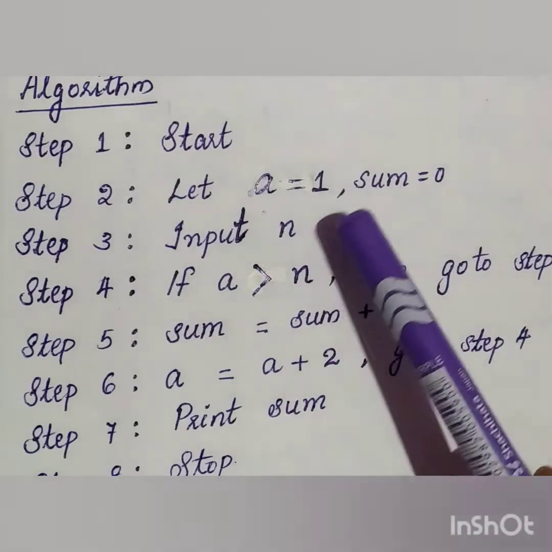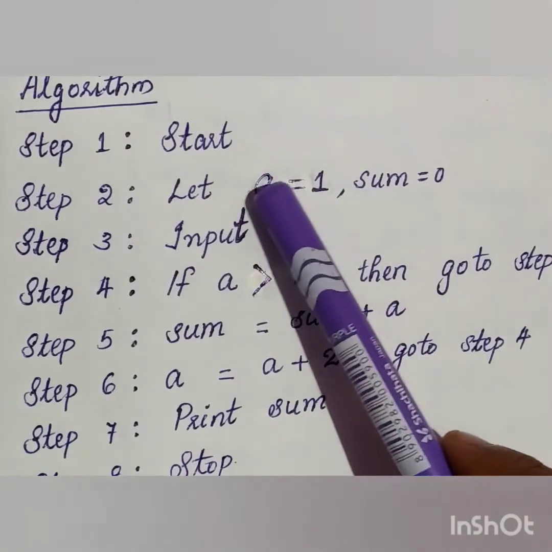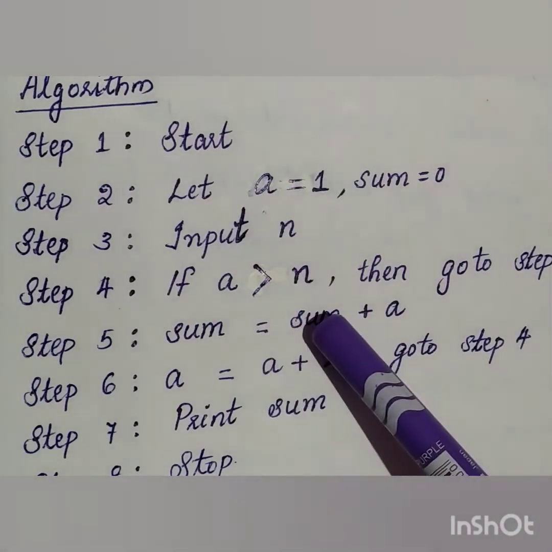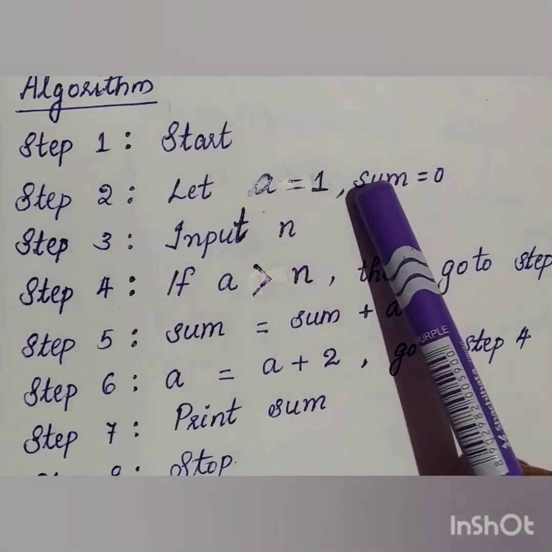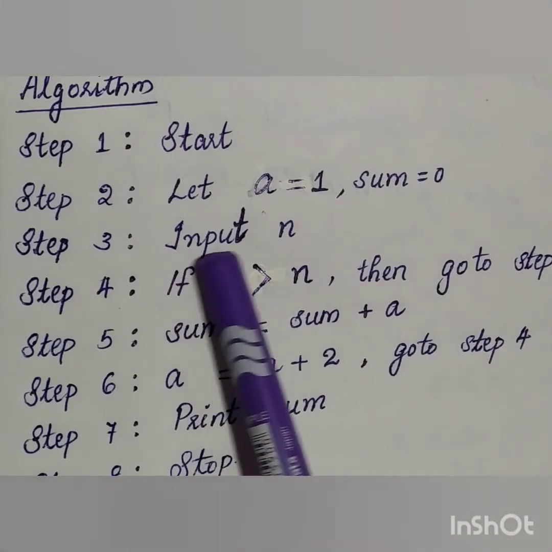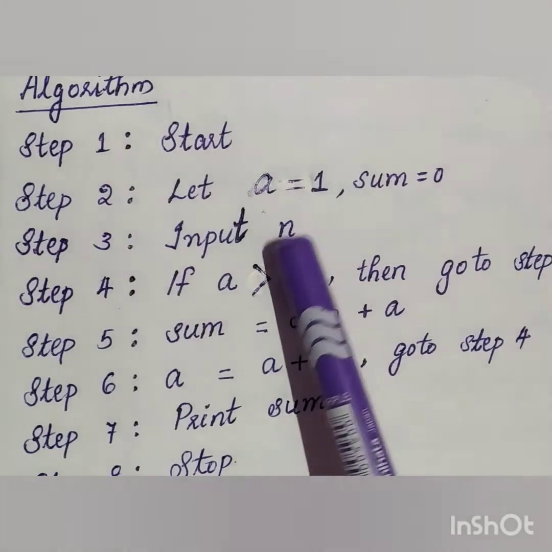We have to add this value and the next values that come in a to the variable sum. Then sum is set as 0. Next, accepting the input n. That means the limit value.